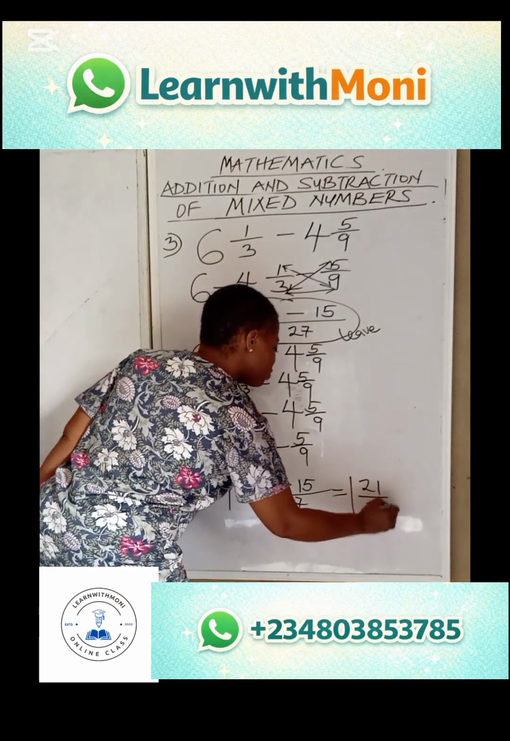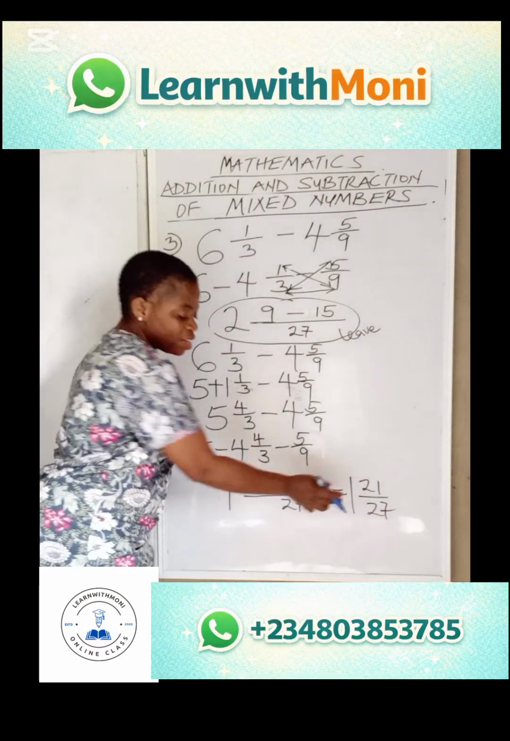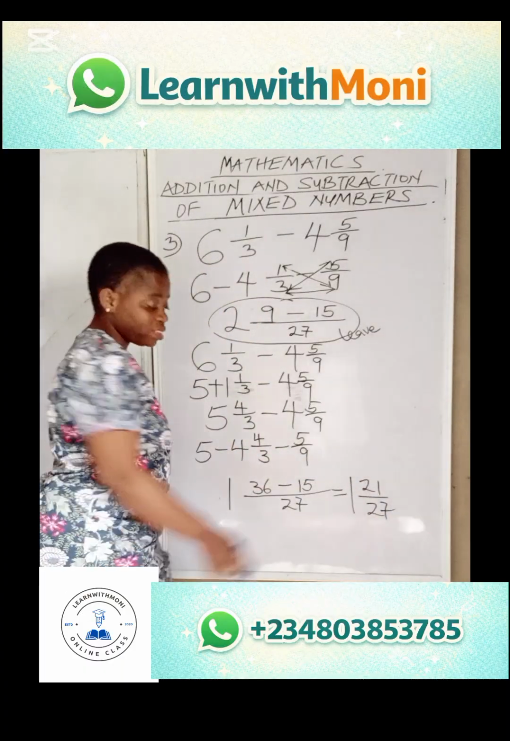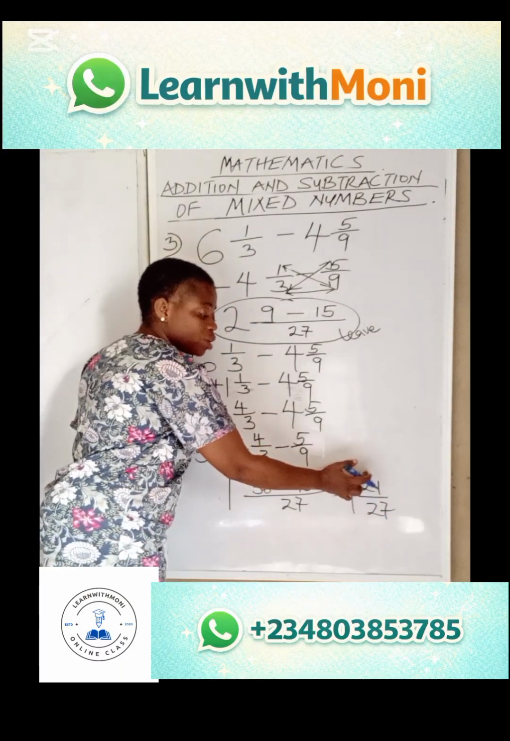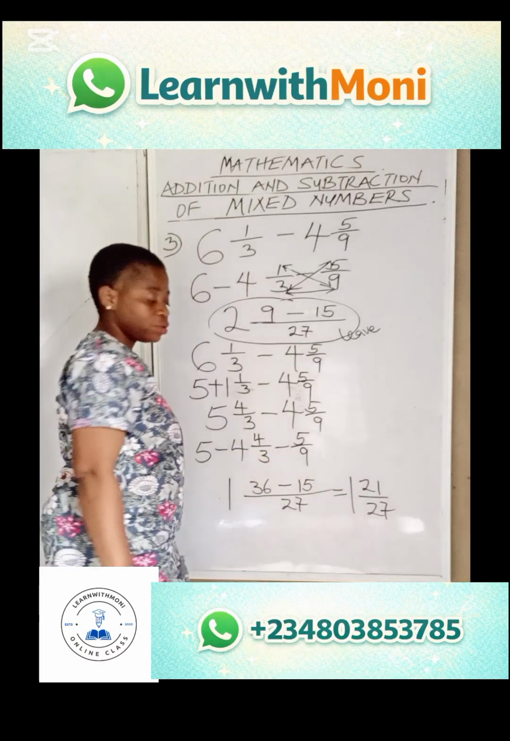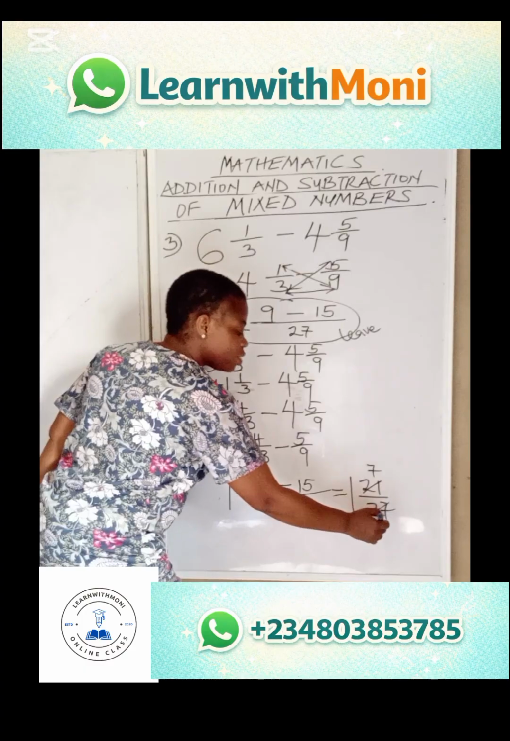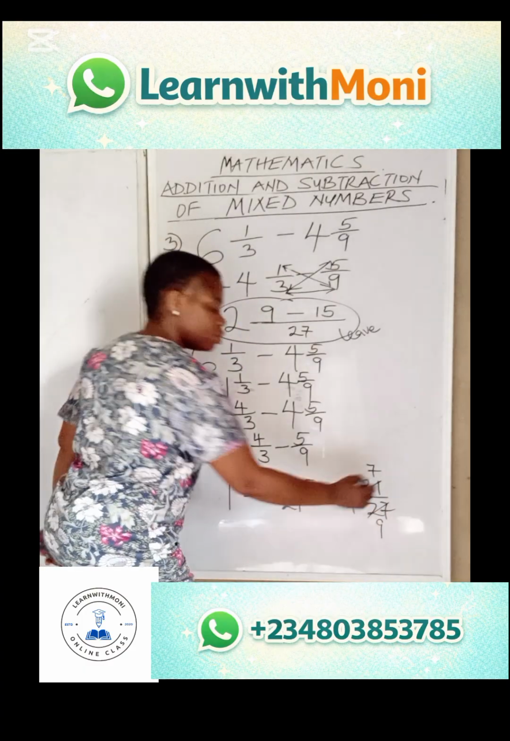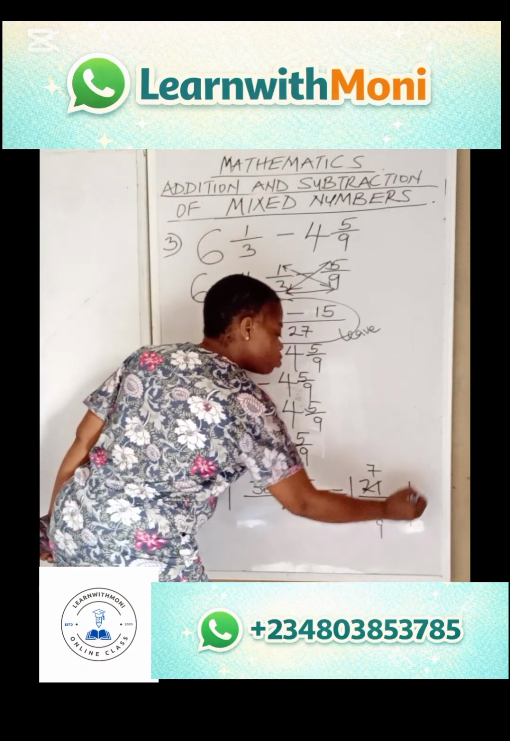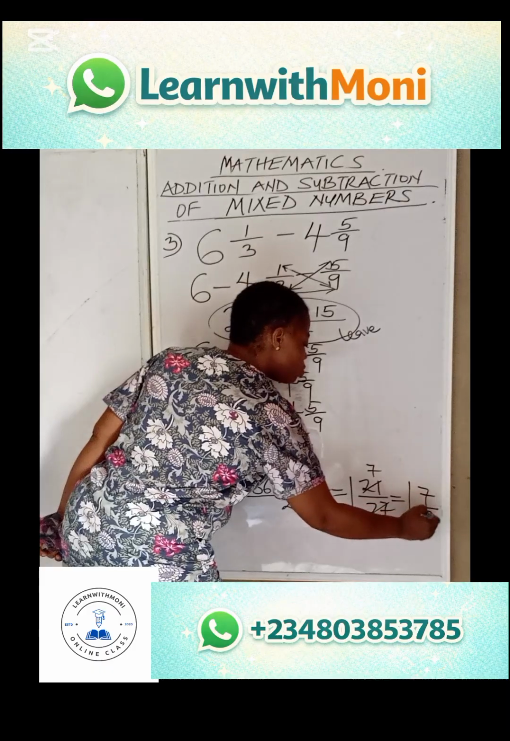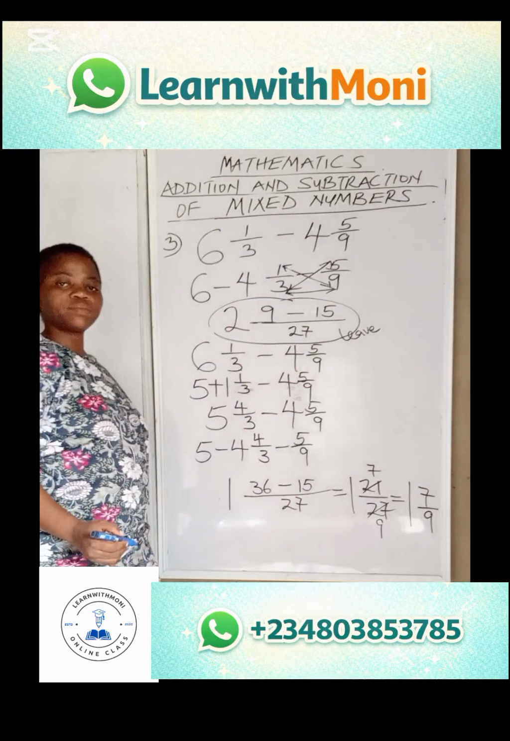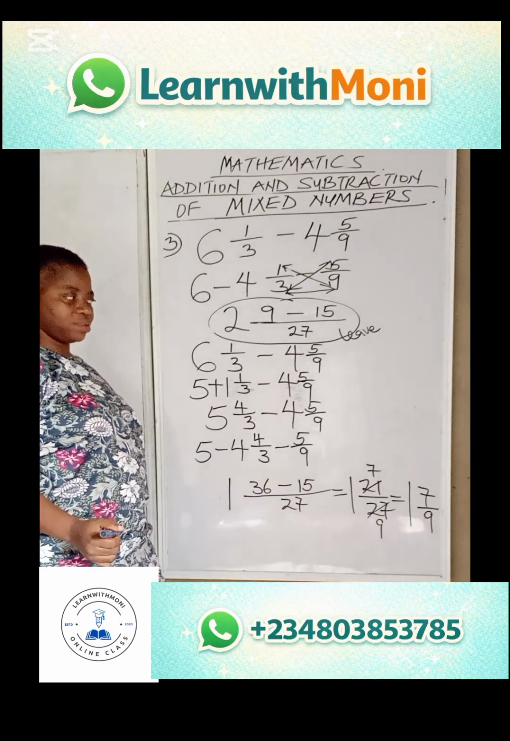over 27. I won't leave my answer like this, because 3 is a common factor of 21 and 27. So 21 divided by 3 is 7. 27 divided by 3 is 9. So that my final answer is 1 whole number 7 over 9. I hope you understand this.